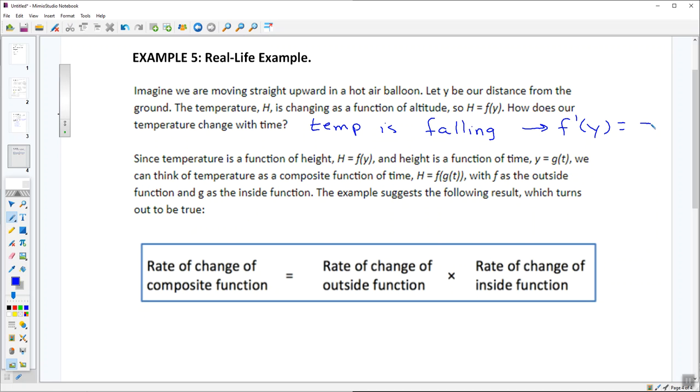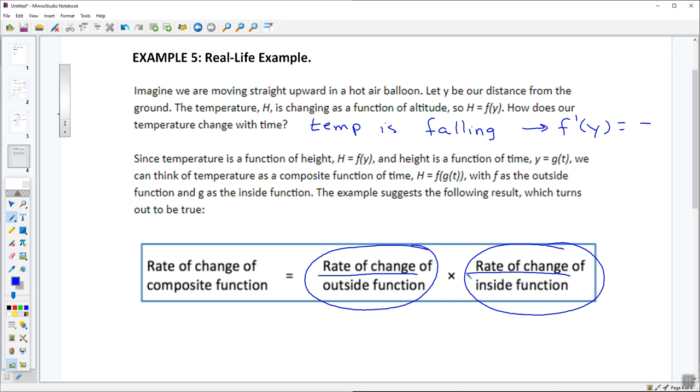The example suggests the following result, which turns out to be true. The rate of change of the composition of a function equals the rate of change of the outside function, F of Y, times the rate of the inside function. Really this is the rate of the outside function times the rate of the inside. And anytime we talk about rate of change, that's really the derivative or slope, right?